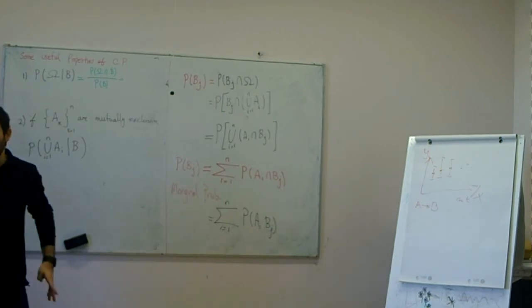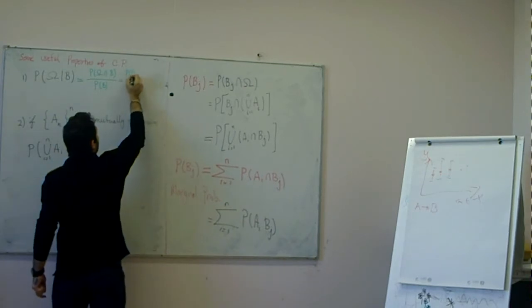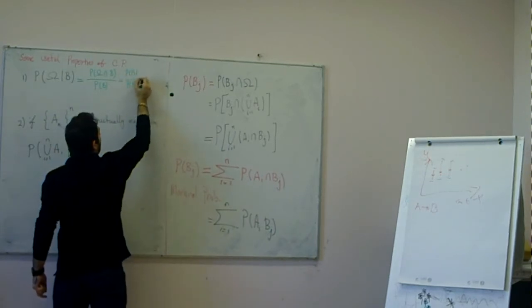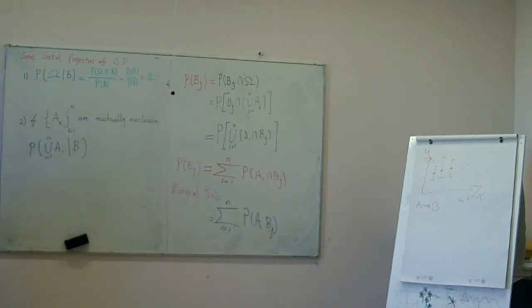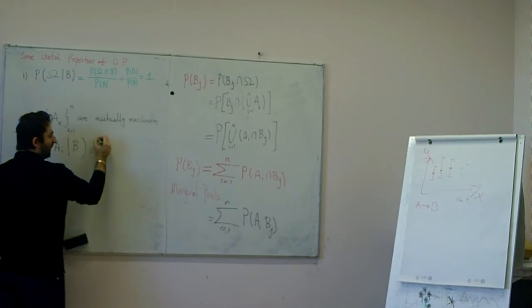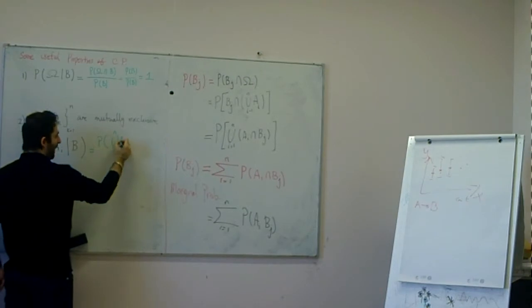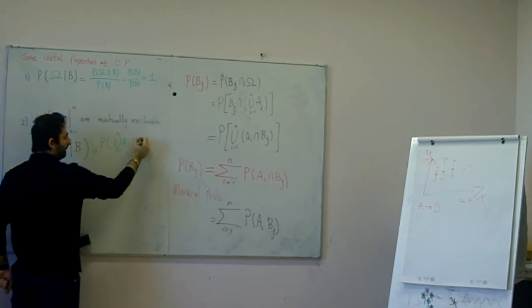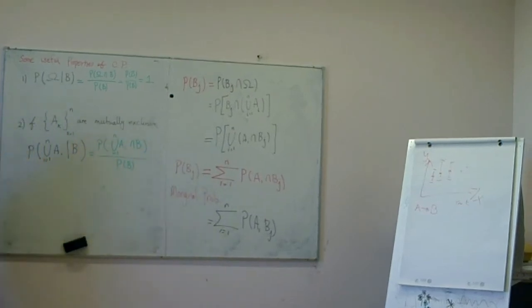Because B is a subset of omega, the intersection is B itself, so it's the probability of B over the probability of B, and it is 1. Now, if the A's are mutually exclusive, then this can be written as the probability of the union of i from 1 to n of Ai intersected with B, divided by the probability of B. This is a definition, right?